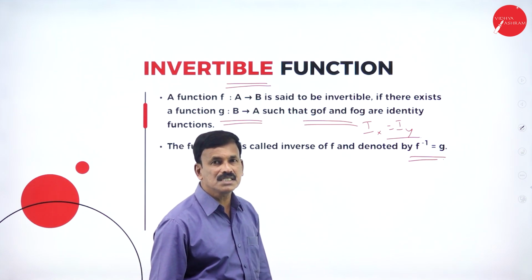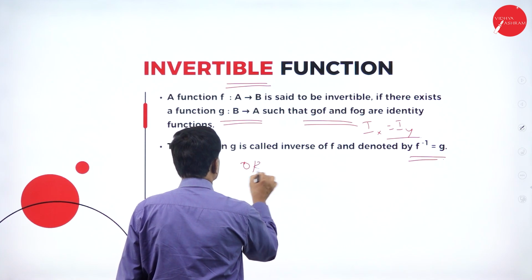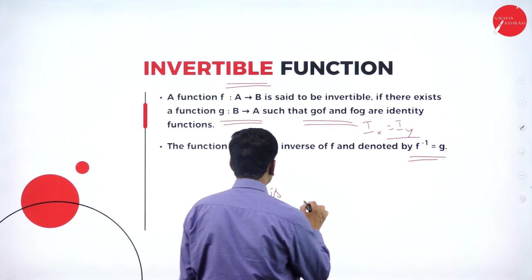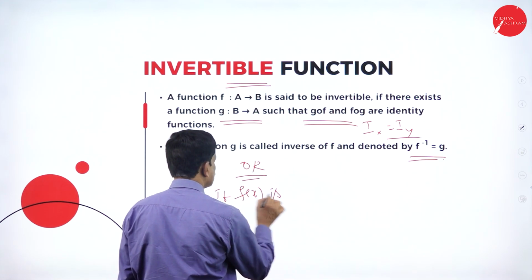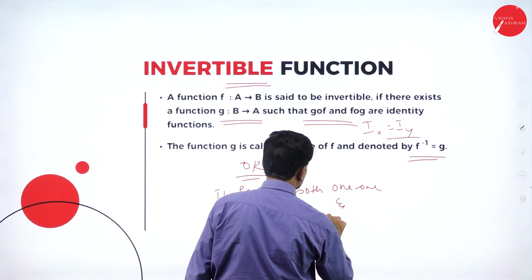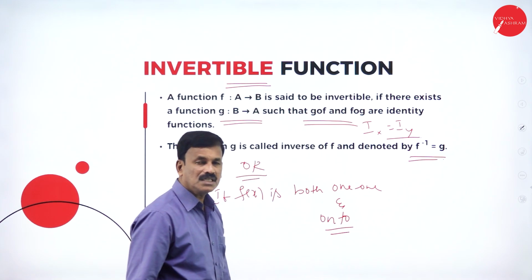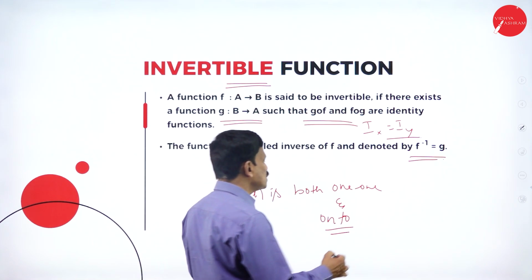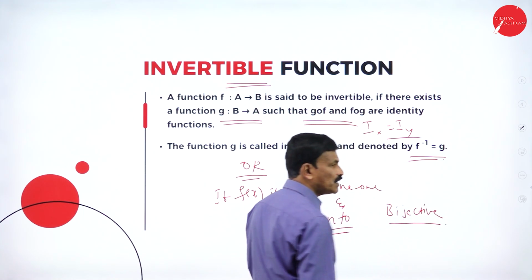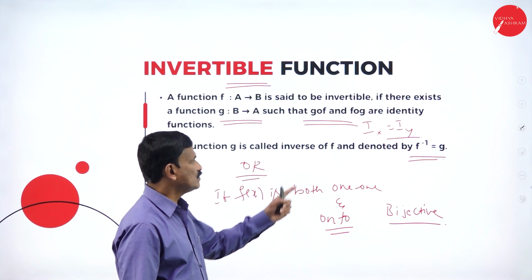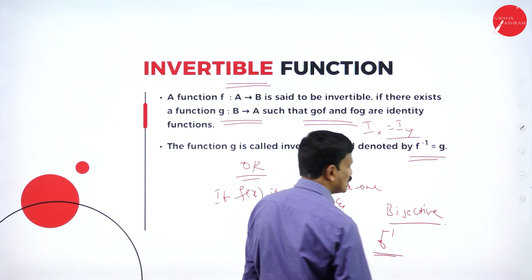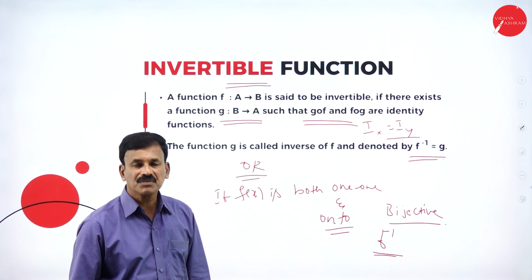Or another definition is, a function f(x) is invertible if f(x) is both 1-1 and onto. That means if it is a bijective function. If it is bijective, then it is an invertible function. We can find the inverse, and the inverse of this function is denoted as f inverse. That's it. These are the two methods to find the inverse of a given function.